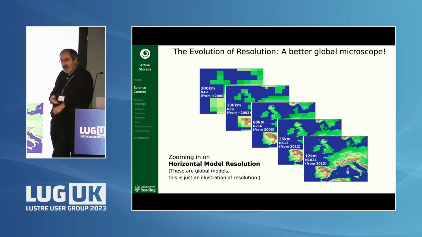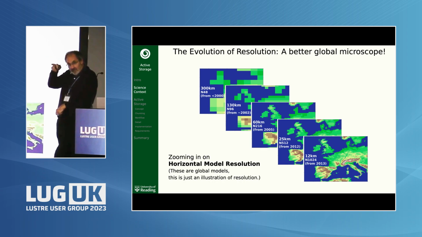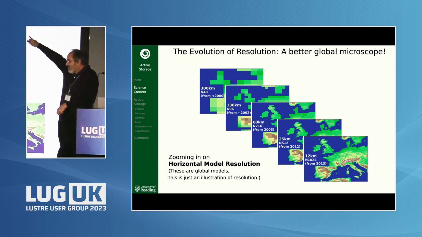And over the years, the problem's been getting bigger. Back in 2000, we used to represent the world with boxes that looked like the ones on the left. That's the UK as it was in 2000, believe it or not. Over the years, we've got better. So down here, you can see what the same domain looked like in what we called an N1024, roughly 12-kilometre boxes around the world. But the whole globe's like this.